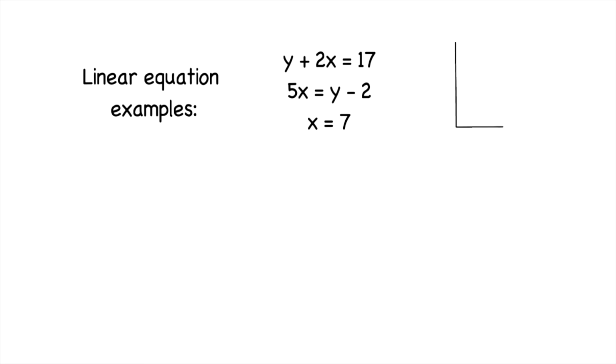Linear equations are anything that make a straight line on a graph. A quick way to tell is by looking at whether there is a power after either the x or the y. If either the x or the y are squared or to the power of something higher, you're not going to get a straight line.